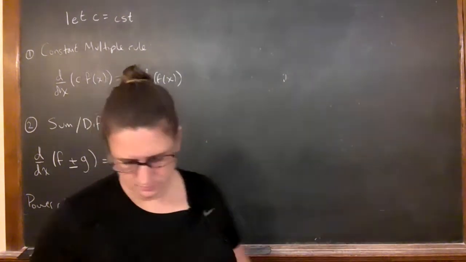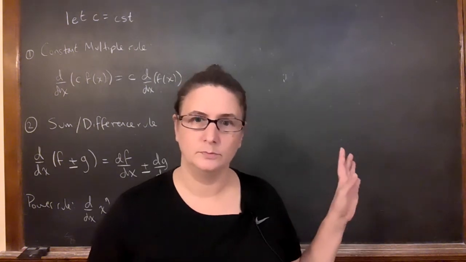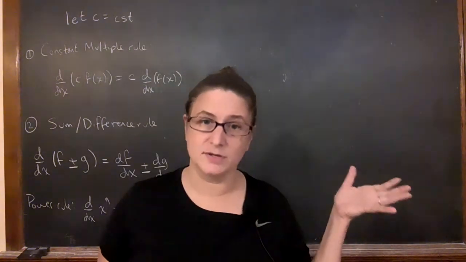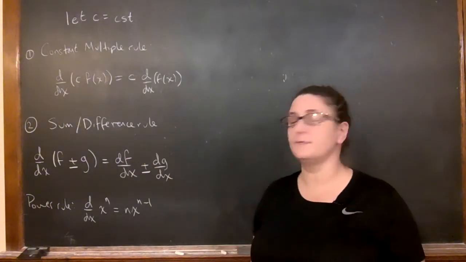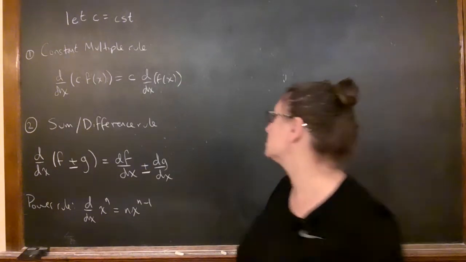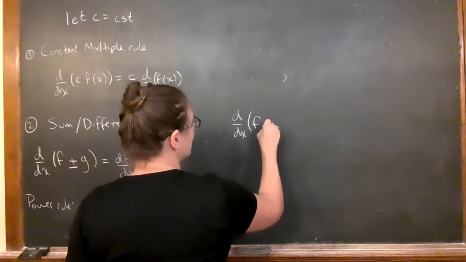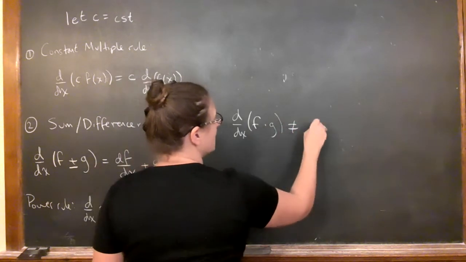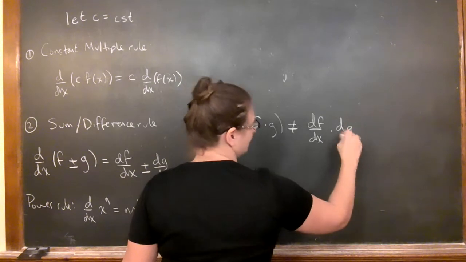For example, I have one here somewhere. Oh, yeah. I want to mention something before I go on. Just briefly, this works for sums and differences. It does not work for multiplication. So the derivative of f times g is not equal to the derivative of f times the derivative of g.